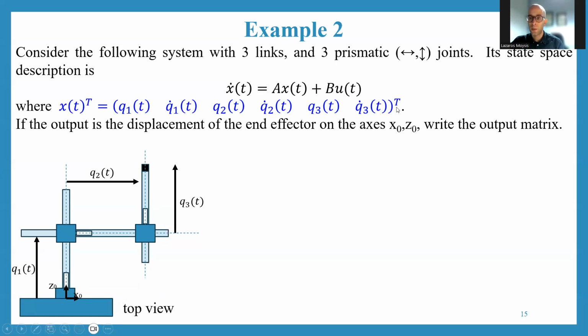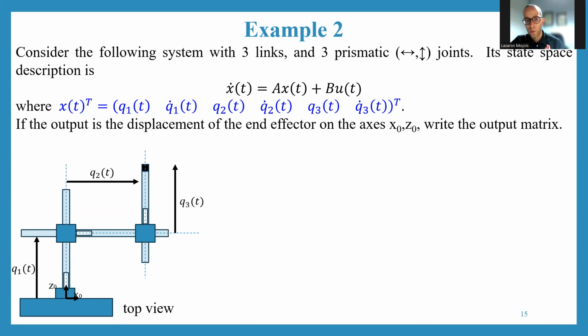So I'm asking a very simple question. Considering that this is the state space and the state variable, what is the displacement of the end effector? The end effector is the black thing that you see right here, the grappling hook. Okay, with respect to the axis x0 and z0, which is the initial point right here. Okay, so they are horizontal, then the vertical displacement, right? And this is very easy to understand.